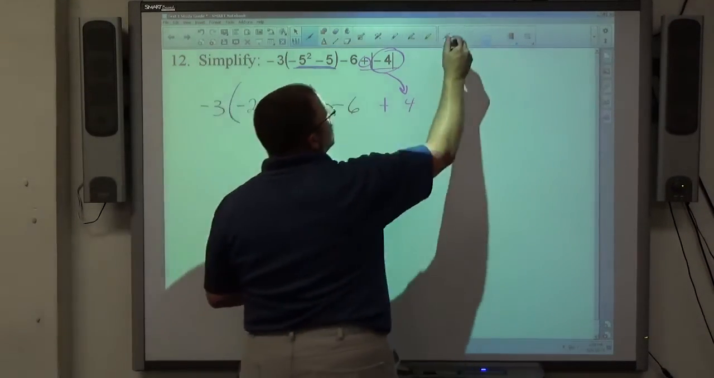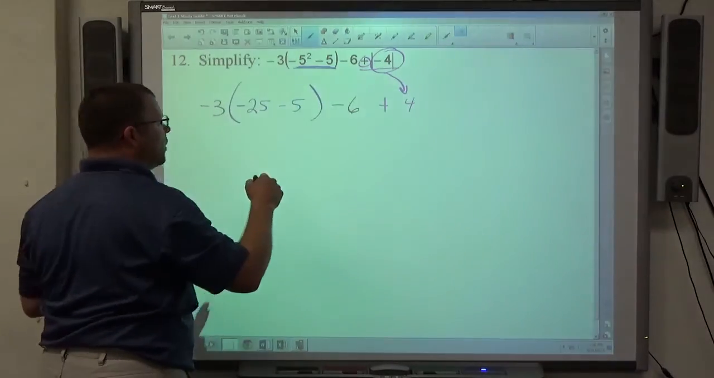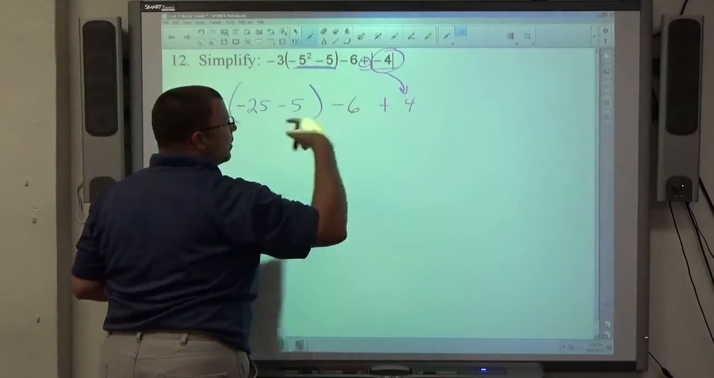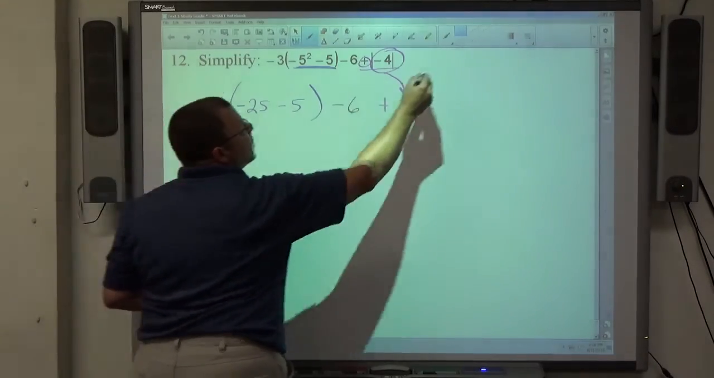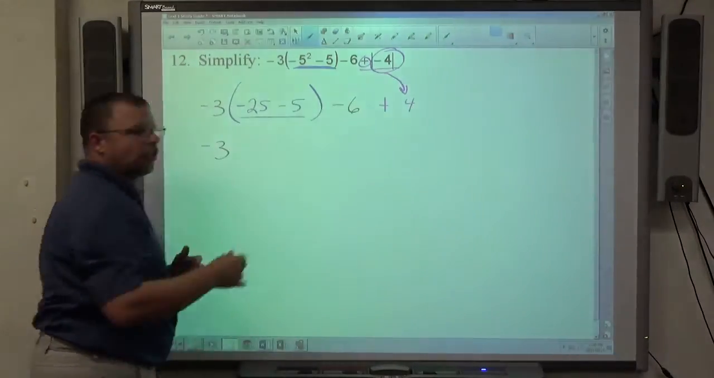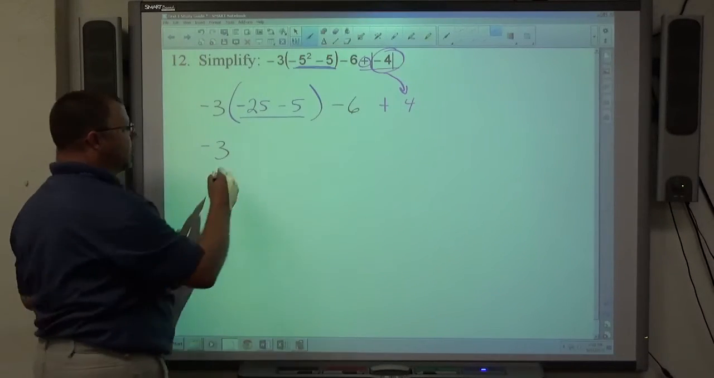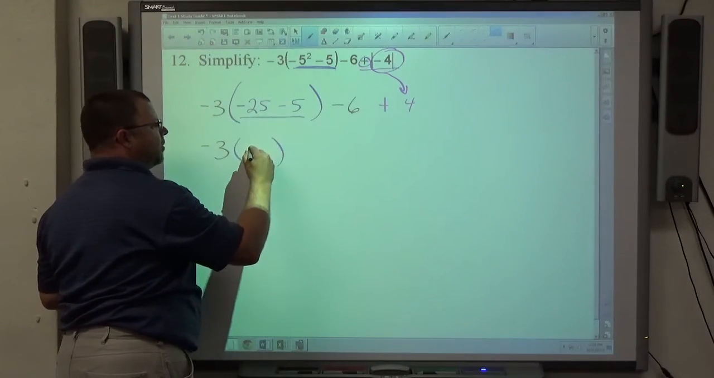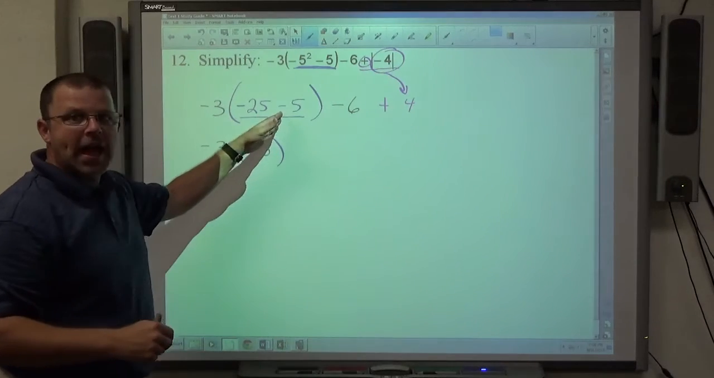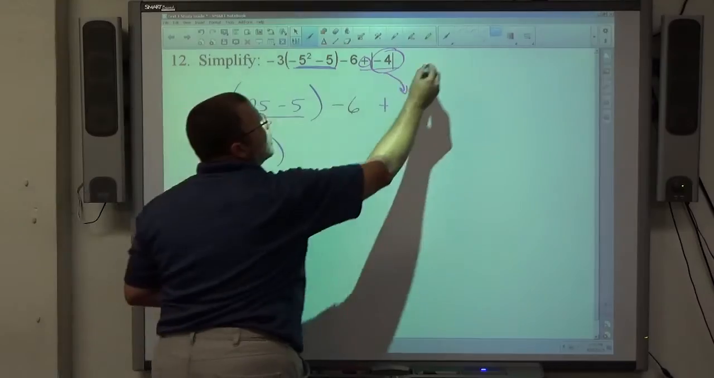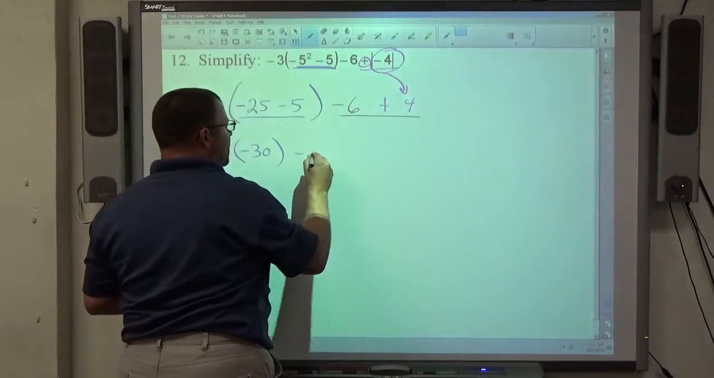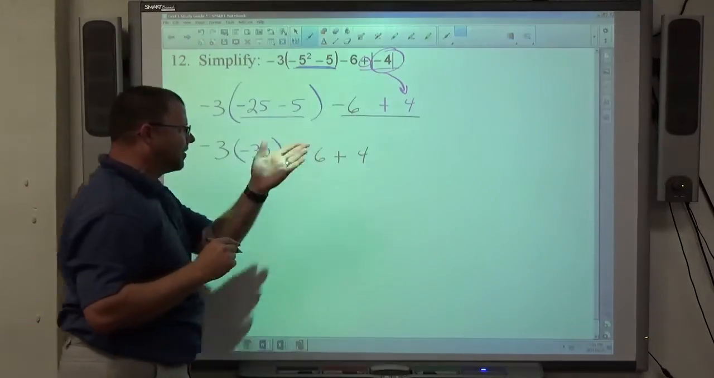Next thing, still working within the parentheses, I can't make -6 or plus 4 any simpler than they are. So working within these parentheses, I got -3. I have to make a decision, should I add or subtract? I base that on the signs of the numbers I'm looking at. These numbers are the same signs, so I add. Even though it says minus, I add because the signs are the same. 25 is bigger, so it's negative. Then I got the rest of this problem as is, minus 6 plus 4.